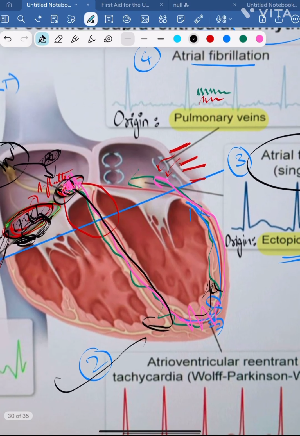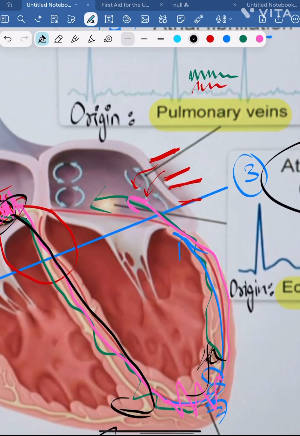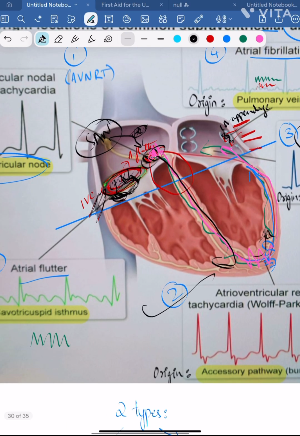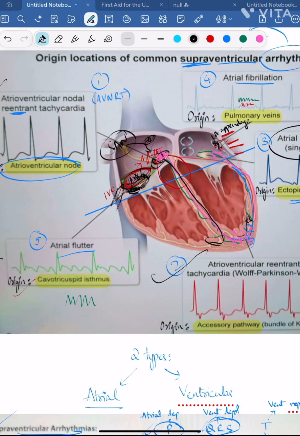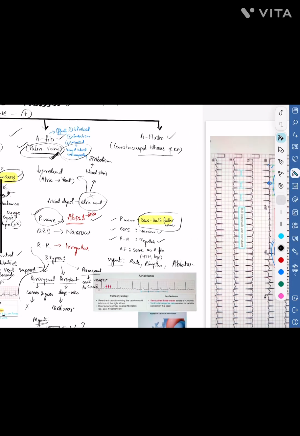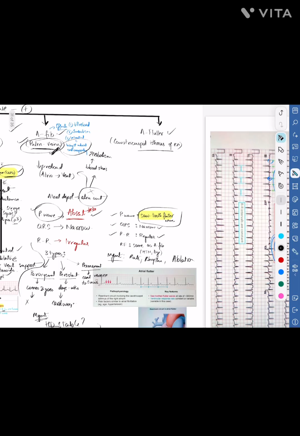and you have to ablate here for atrial flutter. And where do you have to ablate in atrial fibrillation? Near the pulmonary veins. This is called the left atrial appendage. So they can give you both the terms, left atrial appendage or pulmonary veins, and here you have to ablate in the cavo-tricuspid isthmus, that is the area between the inferior vena cava and tricuspid annulus. So this is how you manage atrial flutter.